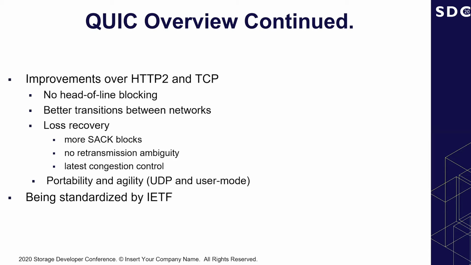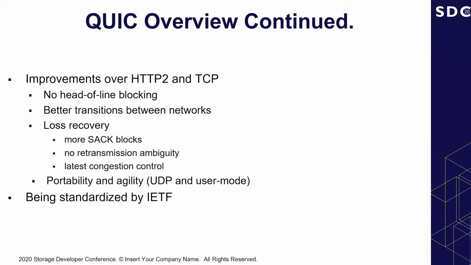QUIC also has a better loss recovery mechanism compared to the other transports. Per my knowledge, it allows up to 256 selective ACK blocks in comparison to TCP, which has around 3 or 4, I believe. And QUIC also doesn't have this retransmission ambiguity because it uses a monotonically increasing packet number, and every packet is a new packet. So even if there's a retransmission that is required, it sends it as a new packet rather than using the existing sequence numbers like the other protocols.